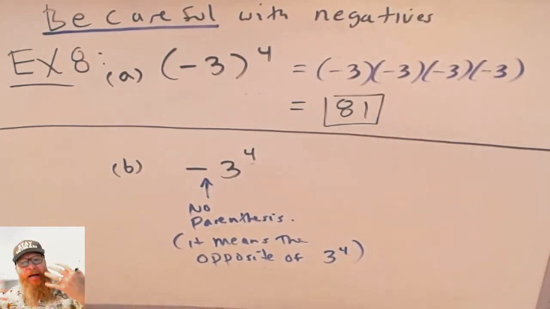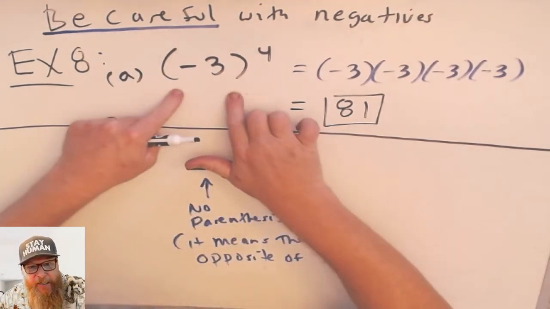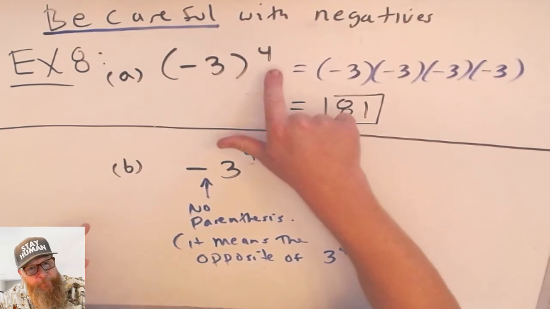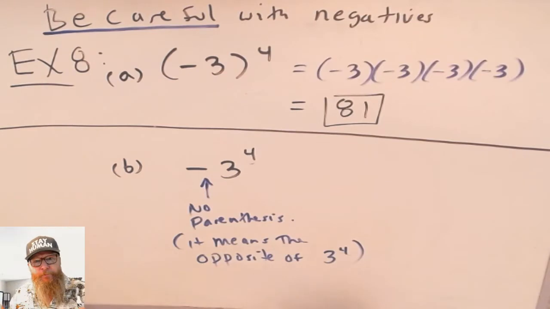So it's really all about how you say it. All right, and I don't listen very carefully. Listen to part A, how I say it. Negative 3 to the 4th power. Let me say that again. Negative 3 to the 4th power.